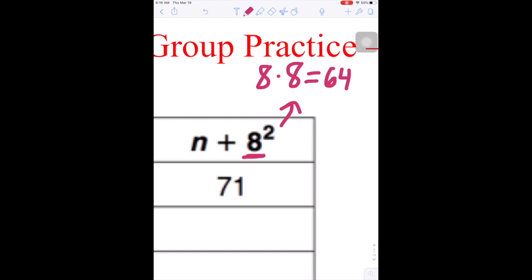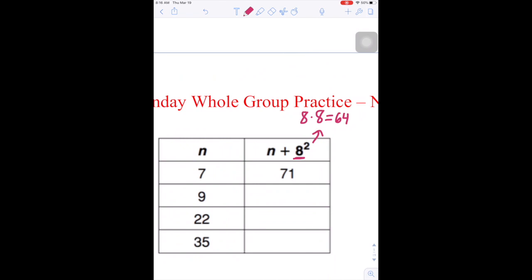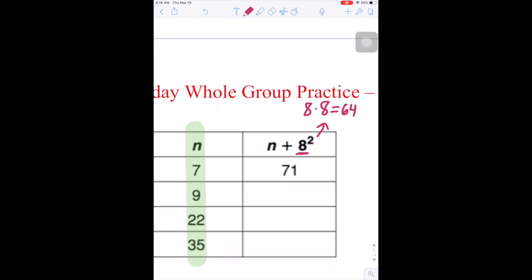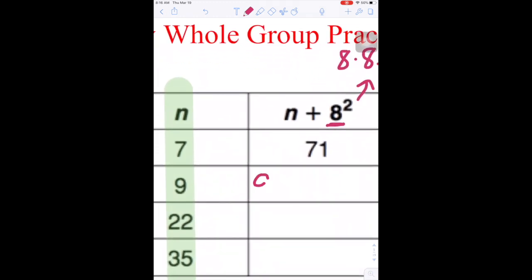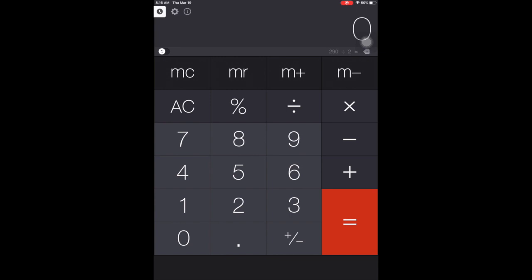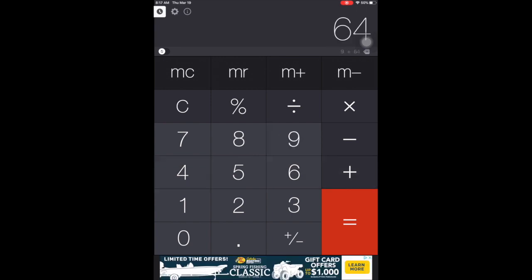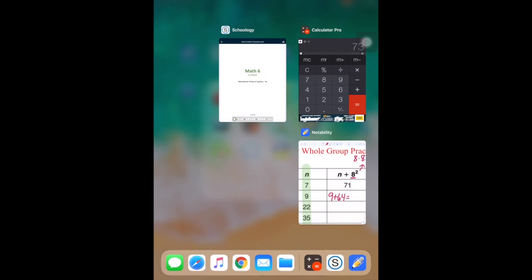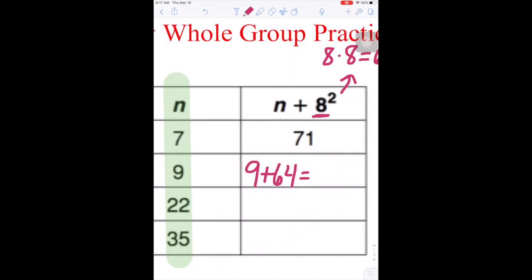So for this one, it's going to be whatever n is. Here's our n column. Plus 64. So I'm going to actually write it in the box. So I have 9 plus 64. It's a good time to pull up your calculator. Go back and I would say 73.